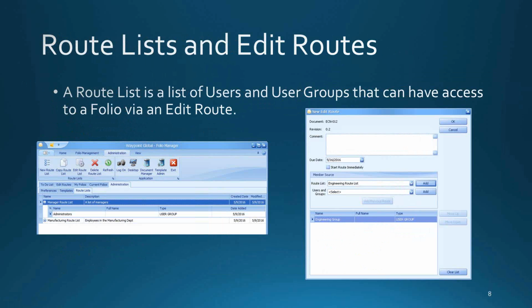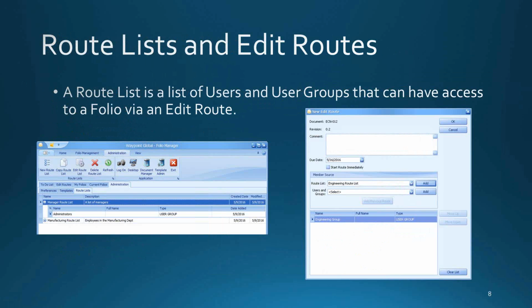Once the folio is made and the documents are entered into the folio, we are going to want to send that to the group of people that need to edit the folio. We would select Start Route, and then the next Edit Route screen on the right would pop up. The user will describe what they want the group to do in the comment section, enter in a due date, and then add the Edit Route participants in via drop-downs.